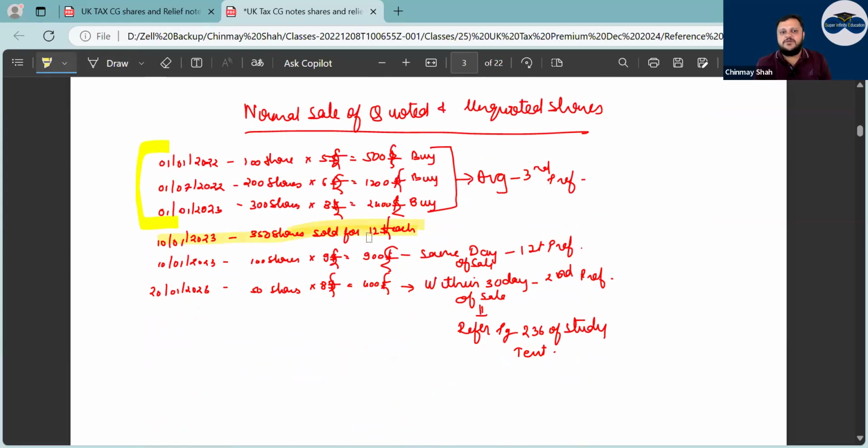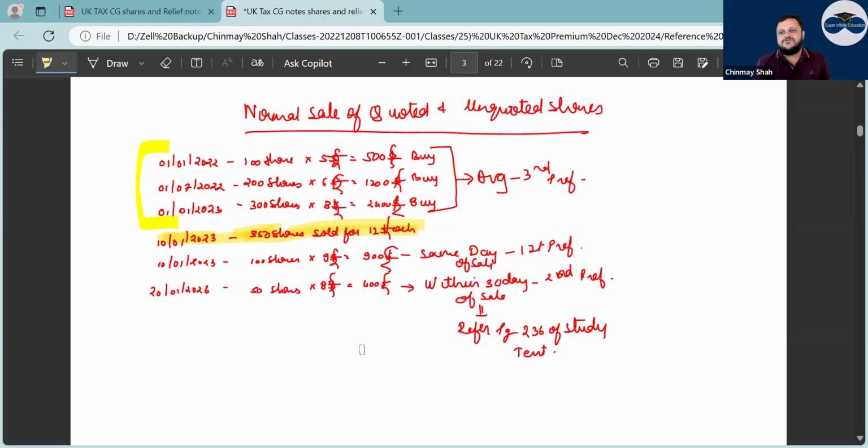Now the problem, biggest problem is what? You have sold these 350 shares, correct? But now how will you tell me? Take care of this. This is the biggest problem. 350 shares sold for 12 pounds each, right? Now you have bought certain shares before it and bought certain shares on the same day and on the next days or 1 month within the sale, correct? So have a look. So these 350 shares, right? What should be the cost of acquisition?